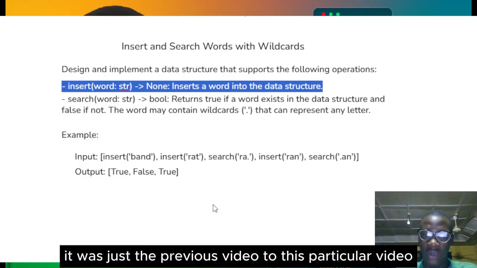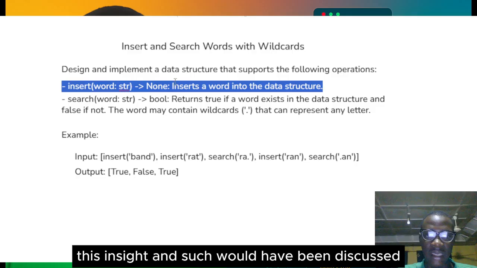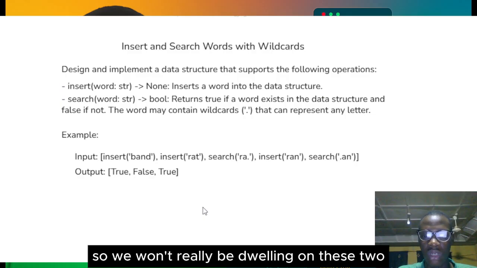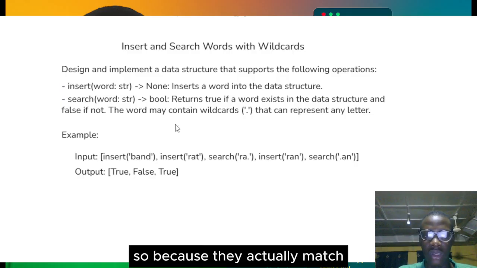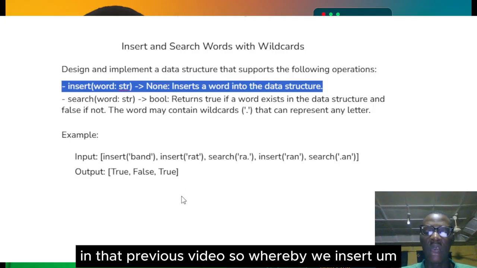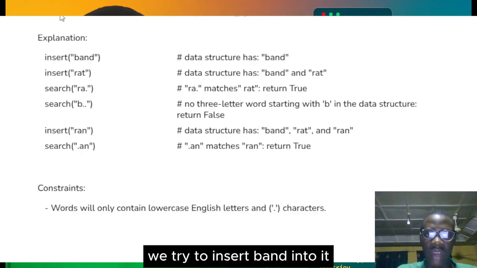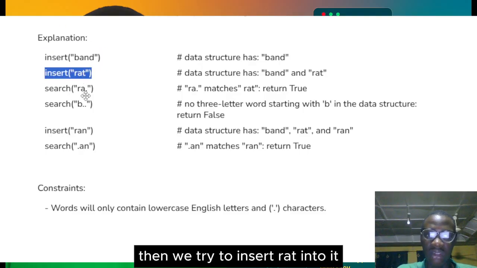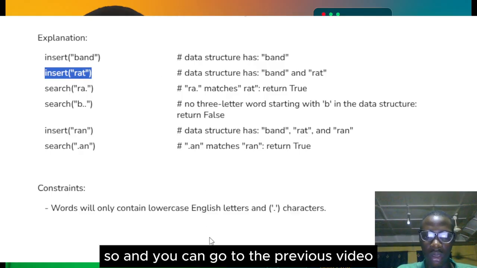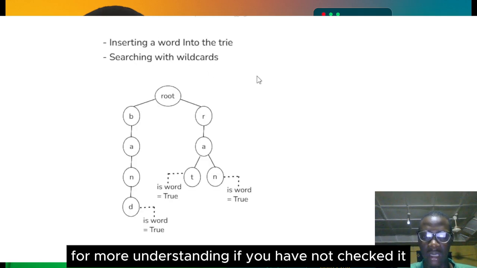It was just the previous video to this particular video, which is "Design a Trie". Because insert and search word have been discussed in detail in that previous video, we won't really be dwelling on these two. They match that of a traditional trie, whereby we insert and populate the trie word by word, just like you can see here. We try to insert band into it, then we try to insert rat into it. This way we're just inserting word by word. You can go to the previous video for more understanding if you have not checked it.